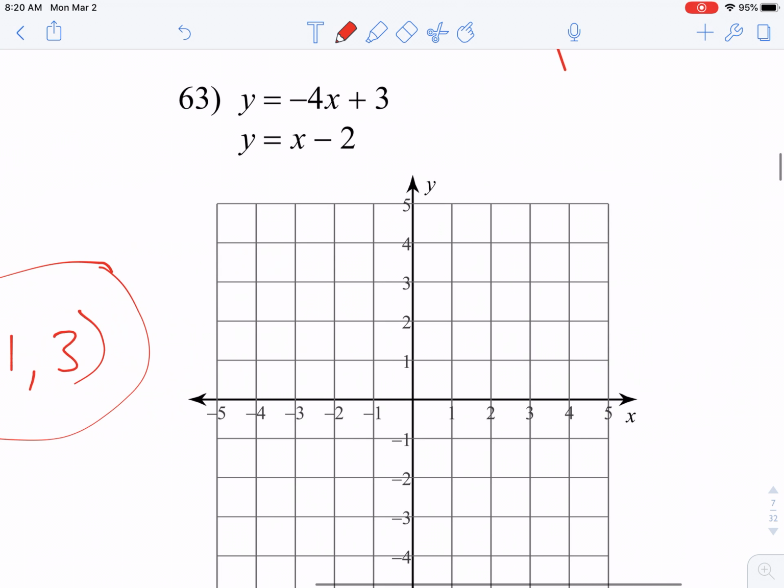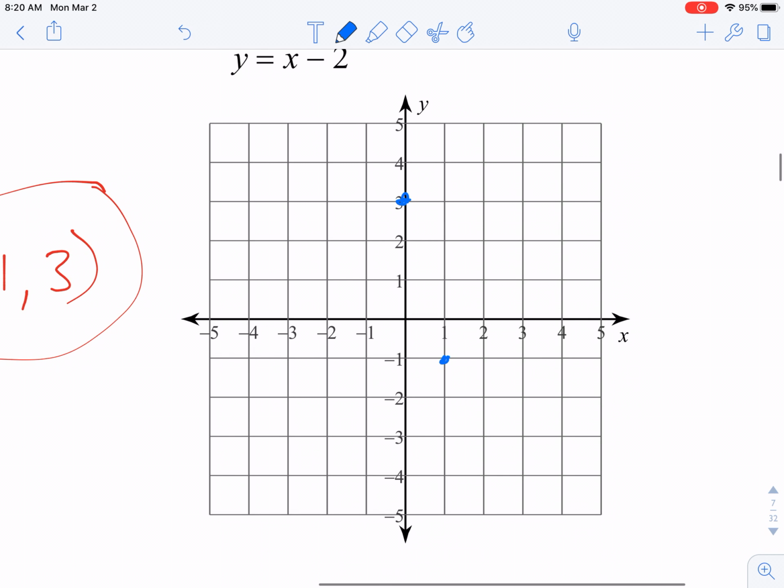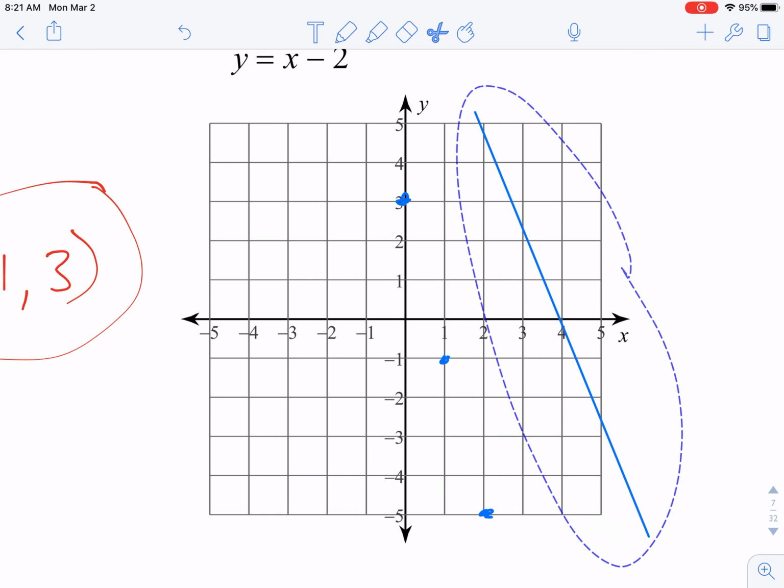Number 63, it says the top one in blue is going to be at positive 3, down 4 over 1 to the right. Again, down 4 over 1 to the right. You should end up with something that looks like this. Use a ruler. Make sure that you graph your line as straight as possible.